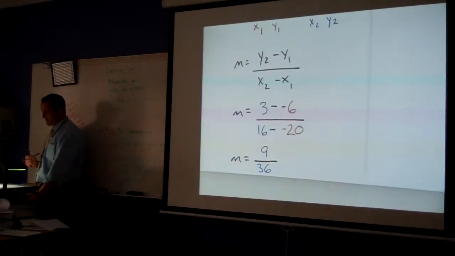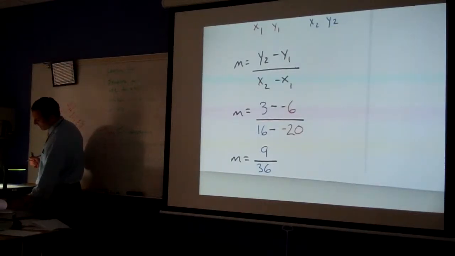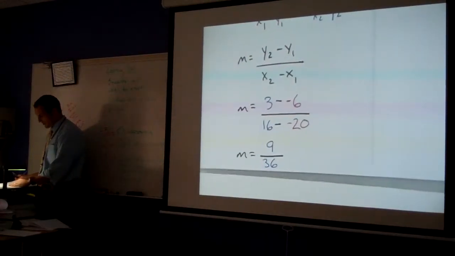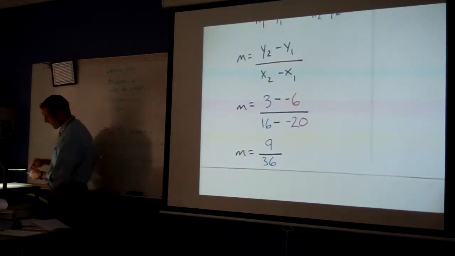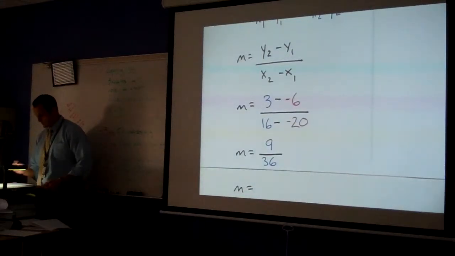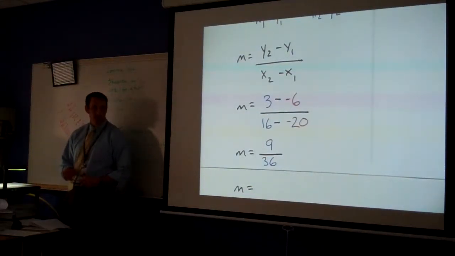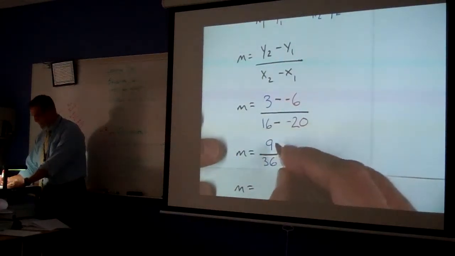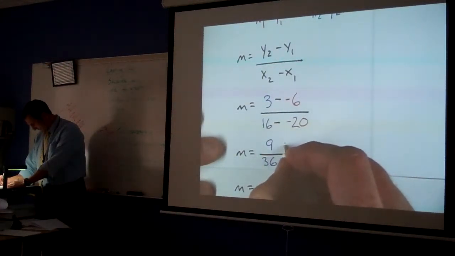Finally, we are able to simplify our fractions. Remember that piece of prior knowledge: we need to be able to simplify our fractions. So the slope is equal to 9 over 36. Can I simplify that fraction? Yes. What number can be divided into both the top and the bottom?